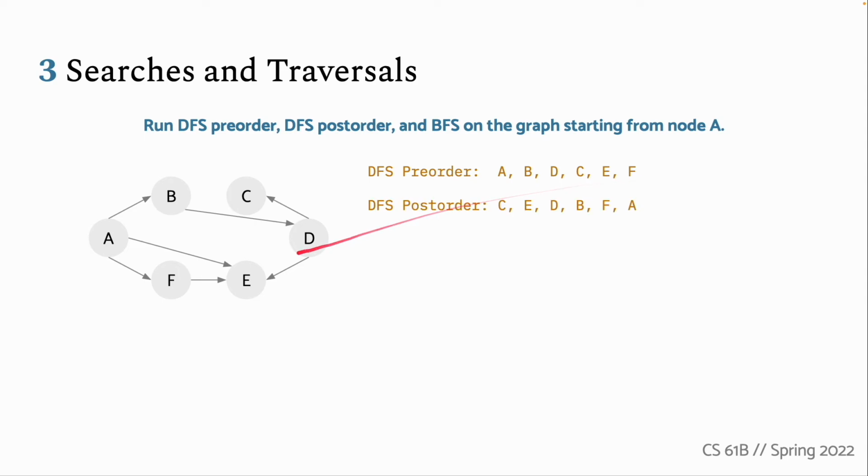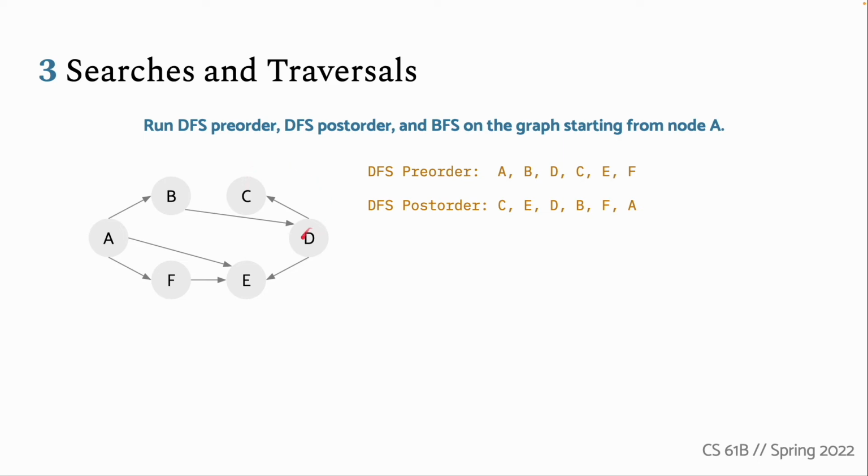For DFS post order, we do the same traversal, except we only add things to the list once we've seen all of their children. So we're going to start at A, but we're not going to add it to the list until we've visited all of A's children. Likewise with B and D. And now we're at C, and C is the first node that we visit that doesn't have any children, so C is going to be the first item on our list.